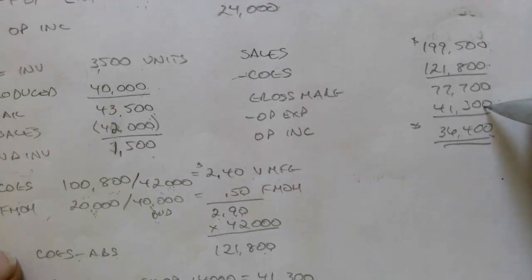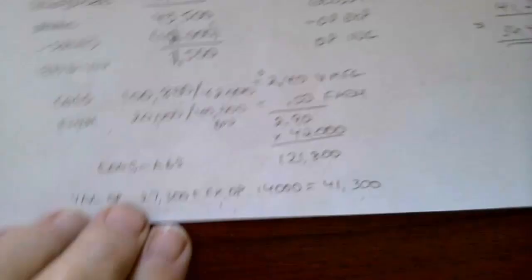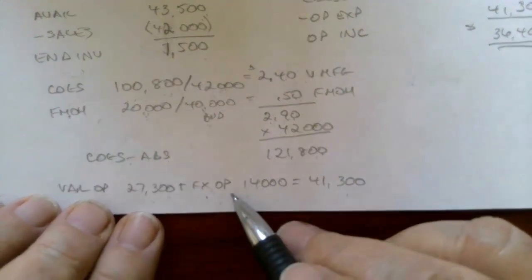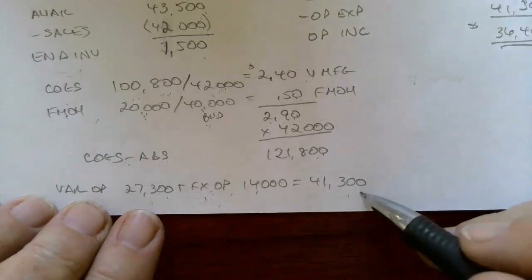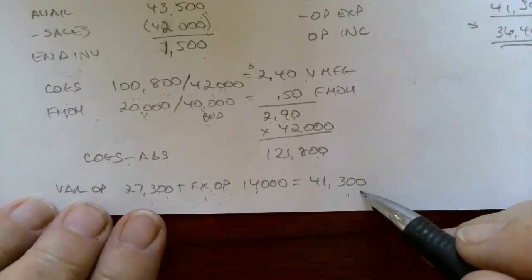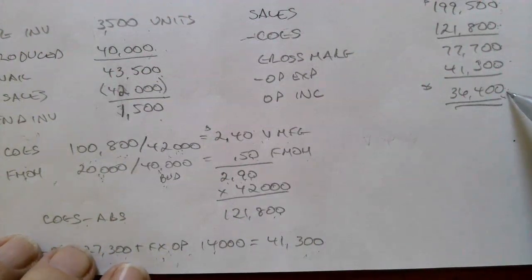Then we've got to figure out operating income. So this will include both fixed and variable also. And that would be 27.3. So 27.3. Here we are. It's down in the bottom here. Our variable operating cost 27.3 plus fixed operating is 14,000. So the total operating expense would be 41.3. Okay. So operating income on an absorption basis would be 36.4.